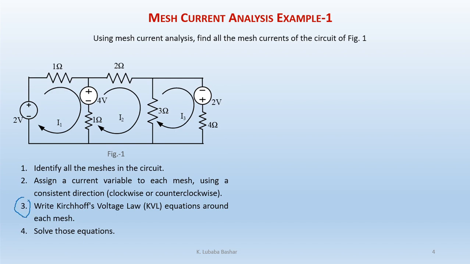Here you have to write Kirchhoff's voltage law for each of the meshes. That is, there are 3 meshes and you have to write 3 KVLs. Simply 3 KVLs for 3 meshes. And at the end you have to solve these equations. Then there are 3 equations, 3 unknown parameters I1, I2 and I3. After solving these 3 equations, you will easily get I1, I2 and I3. Okay?